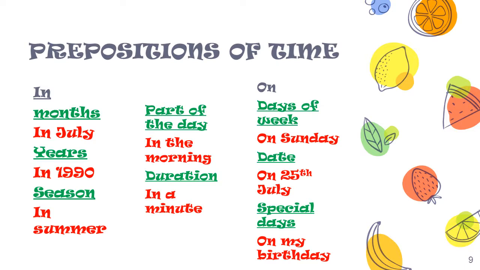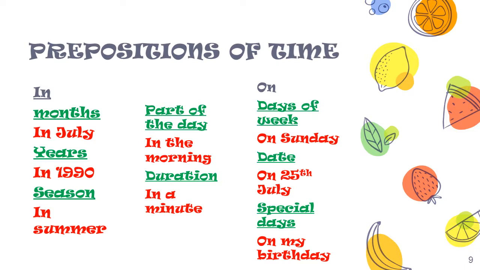For part of the day, like in the morning. Then duration: sometimes you tell somebody that in a particular duration I will be back, or in a particular duration you will be doing some work. Suppose somebody asks you when would you be back, then you can say that I would be back in a minute or in an hour. Then for duration you will use in.